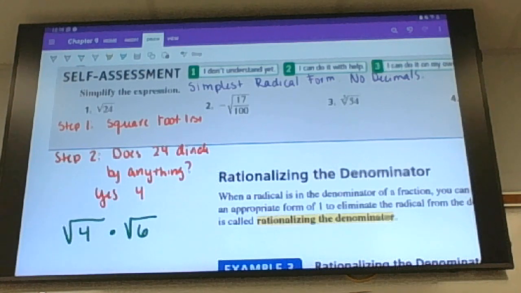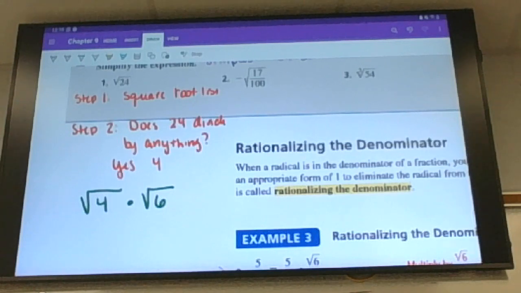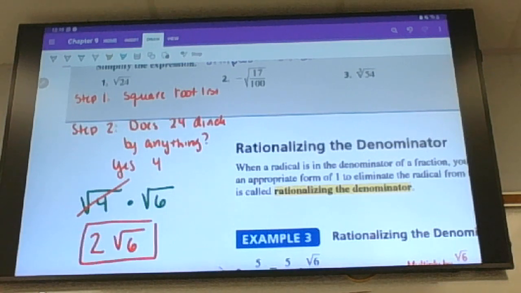You're going to have to utilize some steps, the list. Okay, 24 divided by 4. Now what's the square root of 4? So I'm going to actually square root it, which means the radical is gone. The square root of 4 is 2. The square root of 6 is stuck because it's a decimal. So this is our final answer, 2 square root 6.